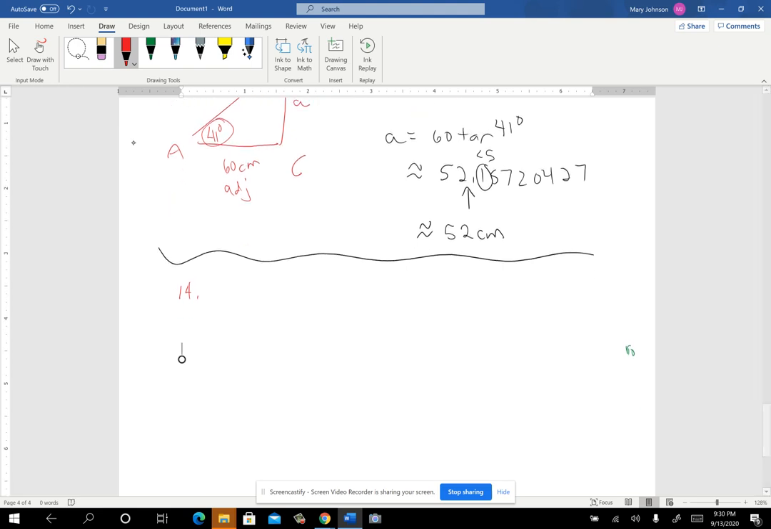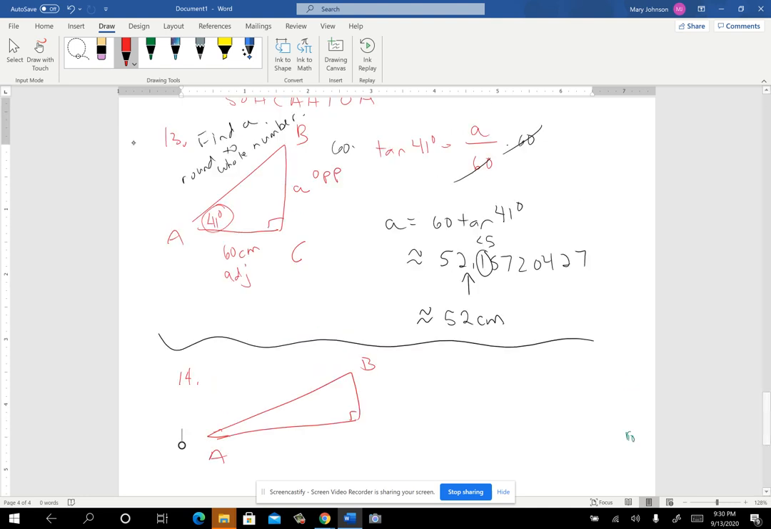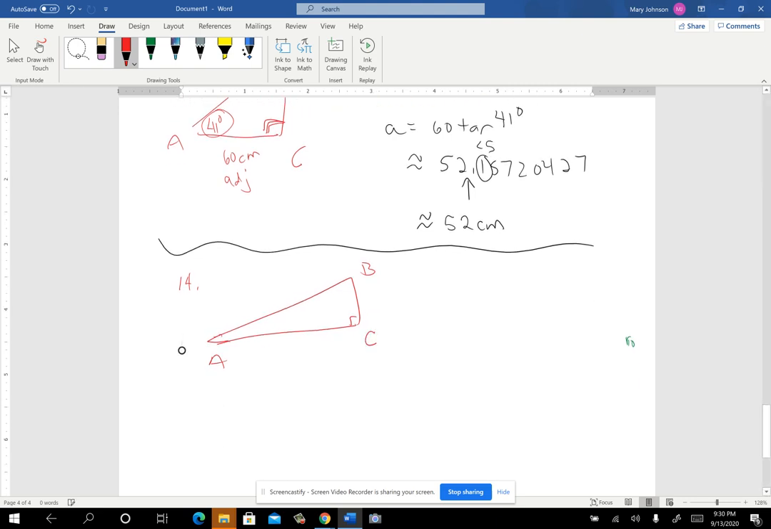Okay, let's see how 14 looks. 14 looks like this. Here's your right angle. This is A, B, and C. I should have said, by the way, that was a right angle. That's the only reason we can use SOHCAHTOA. And I should have put that in there. It was a right triangle. This one's a right triangle as well. This is what we want to find, the hypotenuse. We know this is 250 meters and angle B is 72 degrees.